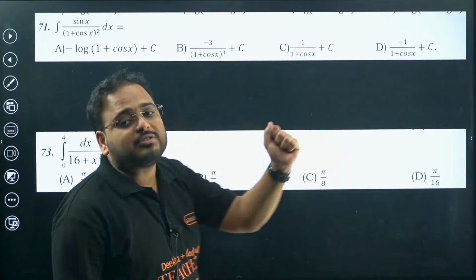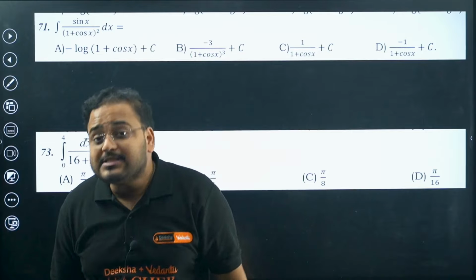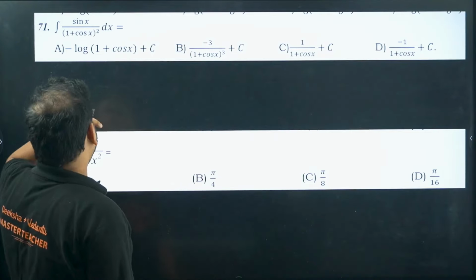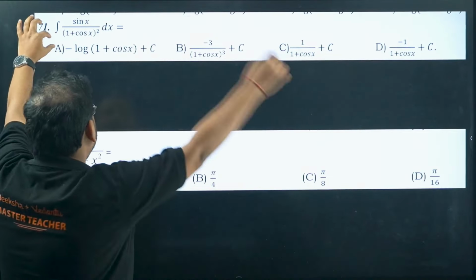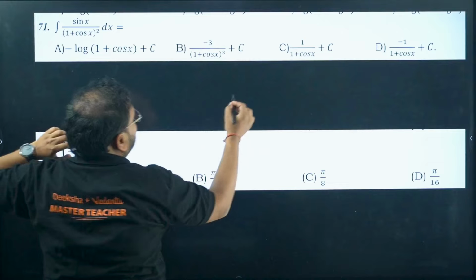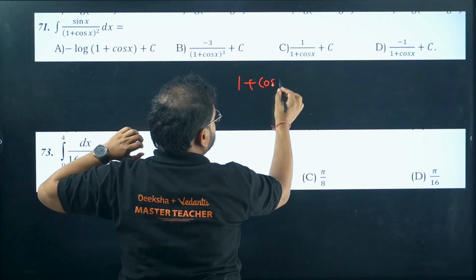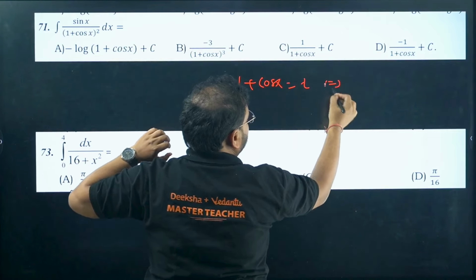Let's continue. Now it's time to solve the questions on MCQs of integration. First one, sin x upon 1 plus cos x. This is a very simple question. All of you can see and solve it, because if I have 1 plus cos x over here, sir, I can take 1 plus cos x as t, and my derivative is what?